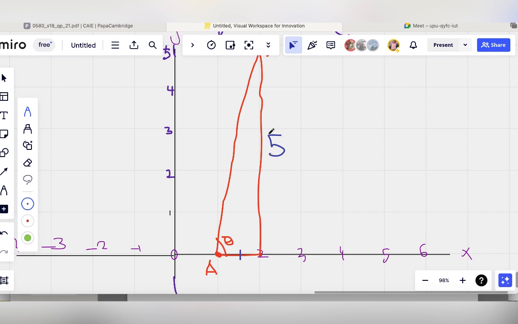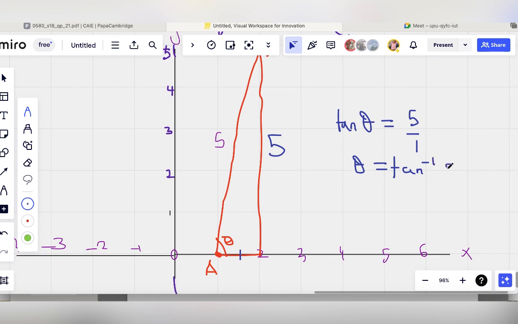So we have the vertical, we have the horizontal, so we can find this. Tan is opposite over adjacent. So we can say tan theta is equal to 5 over 1. So theta is the tan inverse of 5 over 1. 5 over 1 is same as 5. So tan inverse of 5.